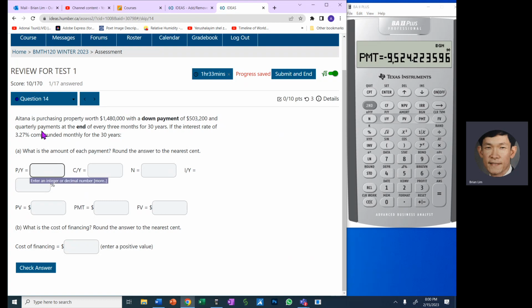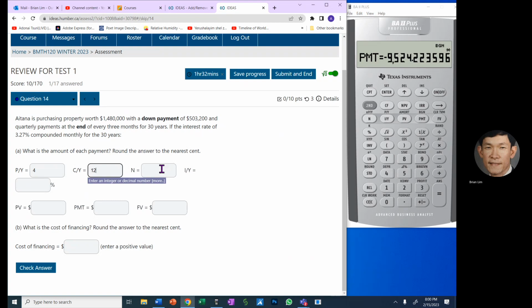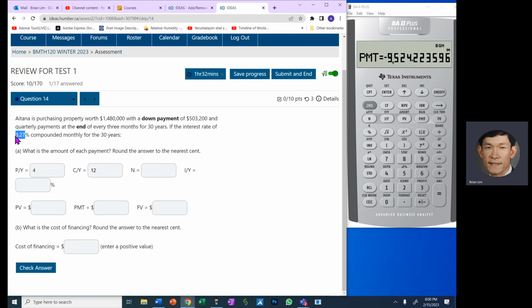Now, the payments are what? The payments are at the end of every 3 months. So that means it would be 4 times per year, or as it states right here, it's quarterly. All right, the compounding is monthly. See, the 3.27 is compounded monthly. So we put in 12 for CY. We pass over N. IY is 3.27, as we can see up there, 3.27.